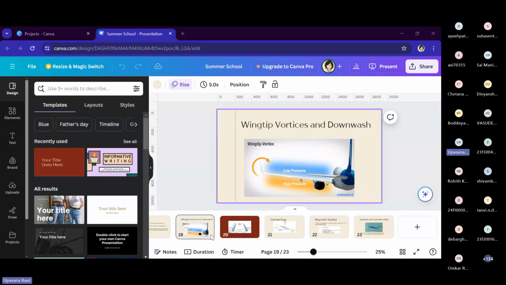The wing is placed upwards. It's basically for stability and control surfaces. That's a topic I haven't covered. Maybe I will cover it in a later session.